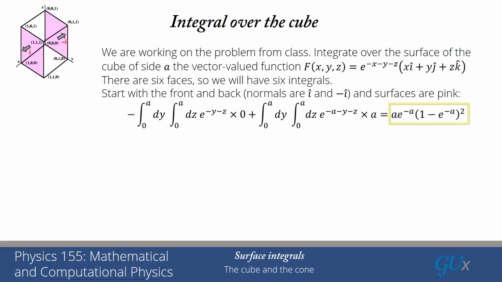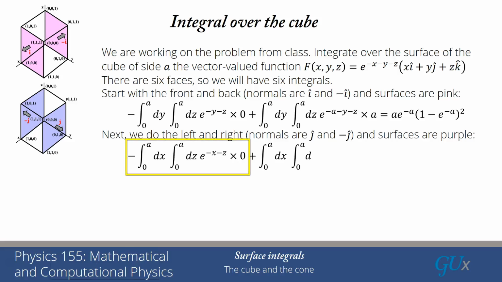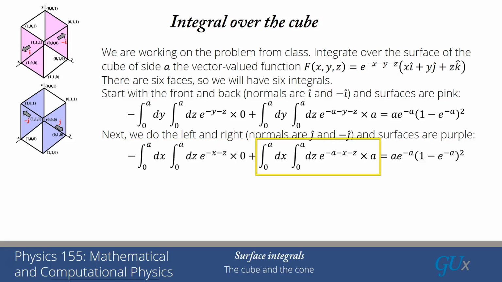So we're going to move on next, and we're going to consider the right and the left faces. Here the normals are j and minus j, and the surfaces are denoted in purple. Once again, the surface on the left, which has the minus j normal, is evaluated at y equals 0, and so that integral is going to vanish because it's proportional to y. The second integral, which is the right-hand side, is evaluated at y equals a, and if we look carefully, it effectively is the same integral as the one that we just did, and indeed if we evaluate it, we get exactly the same answer, a e to the minus a times 1 minus e to the minus a quantity squared.